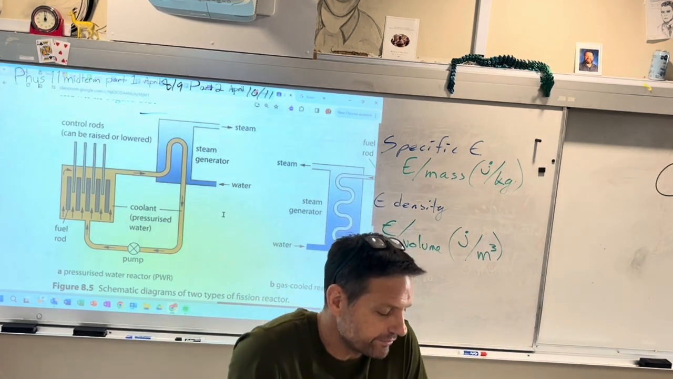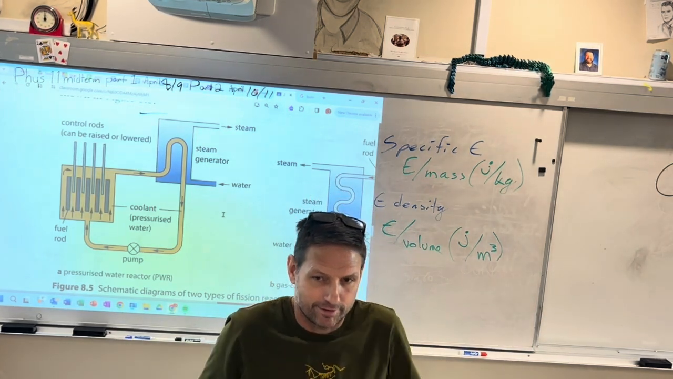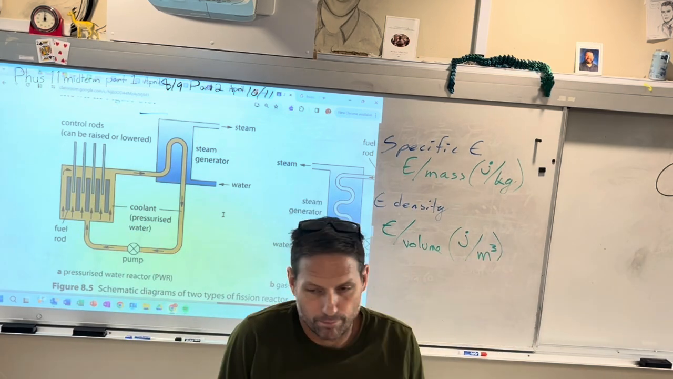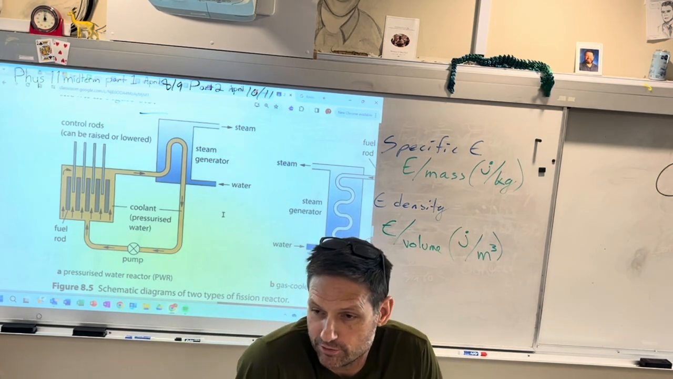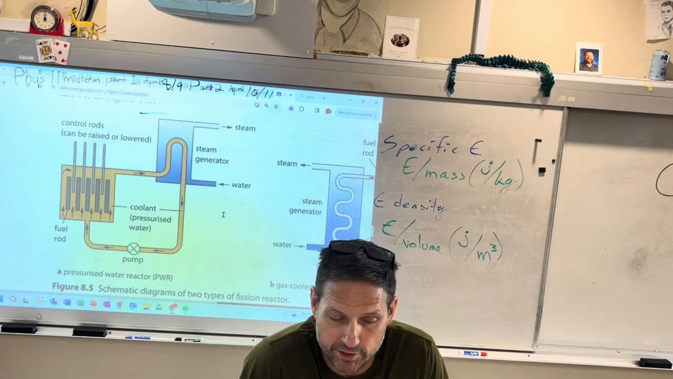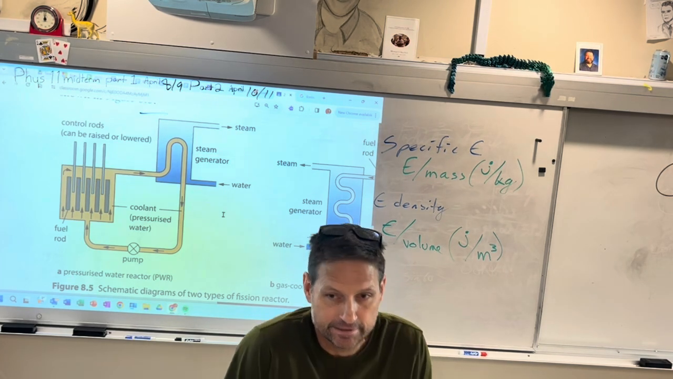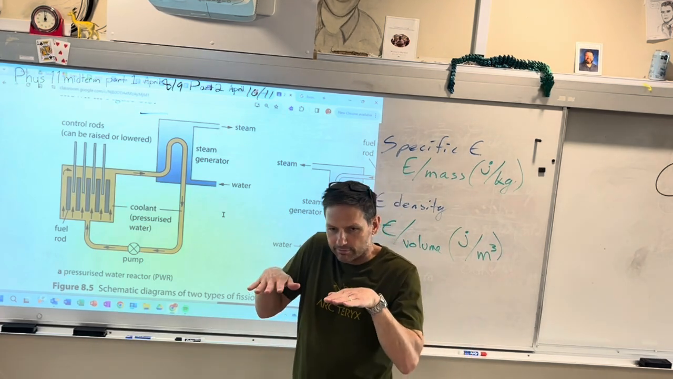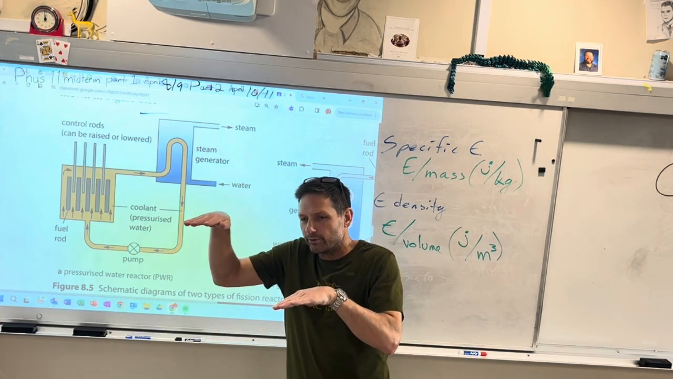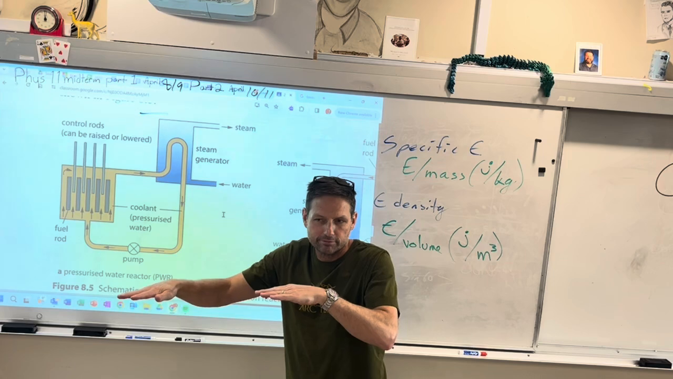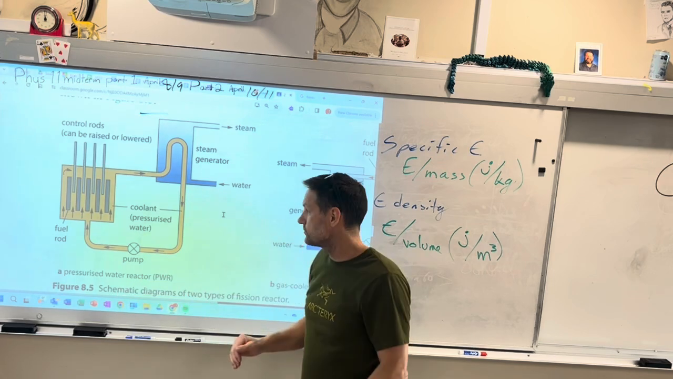What happens if the chain reaction gets out of control? Boom. Too much heat in too small of a space in too short of a time, and we have an explosion, right? We have things melting. This is not good. So we have to let it go, but we have to keep it moderated. So that's what the moderator is for.